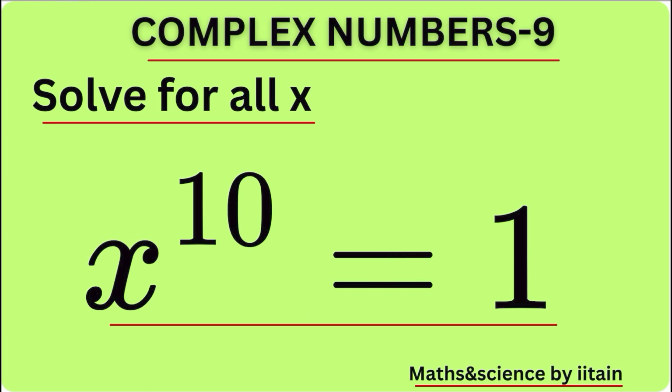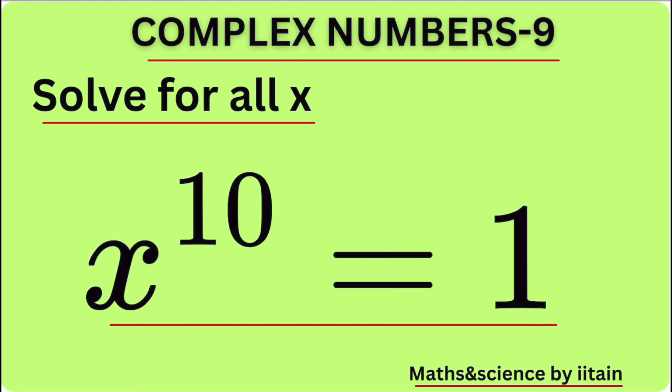Now, let us try to find the solution for x to the power of 10 is equal to 1. Here, x has 10 roots. It's not a single root. X has 10 roots. By looking at it, you can say x is equal to minus 1 and x is equal to plus 1. There are only 2 roots in real numbers. Then what about the other 8 roots?